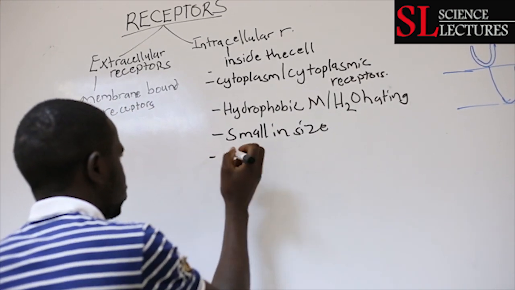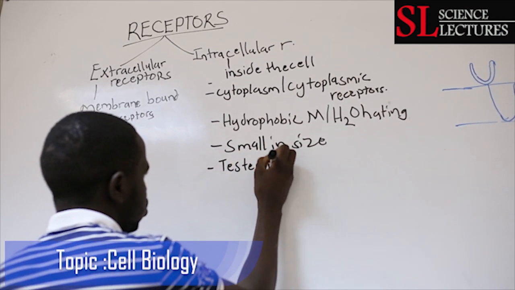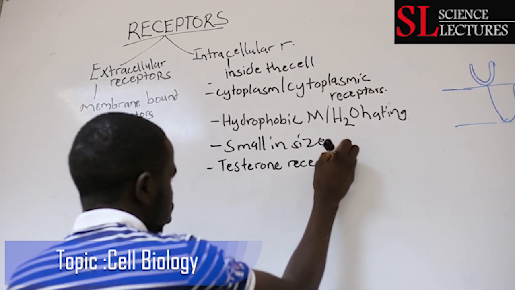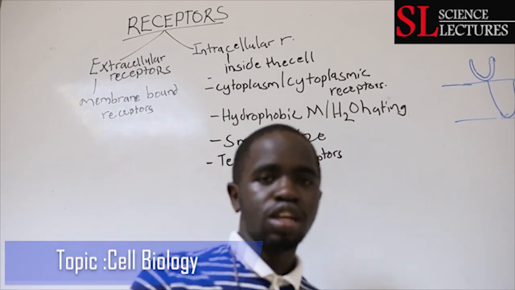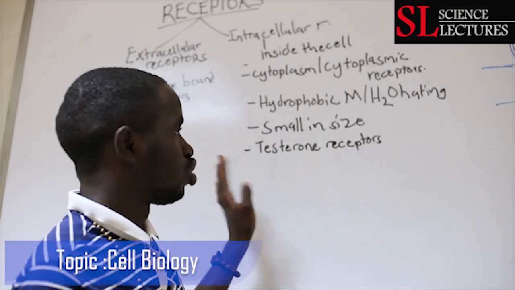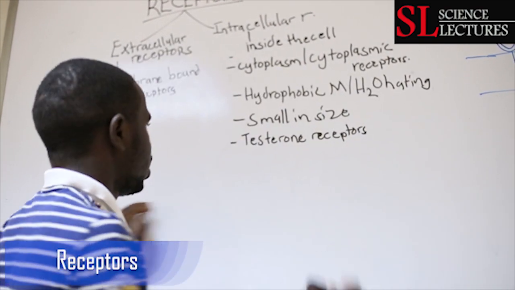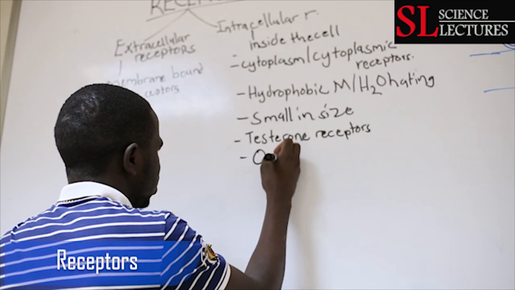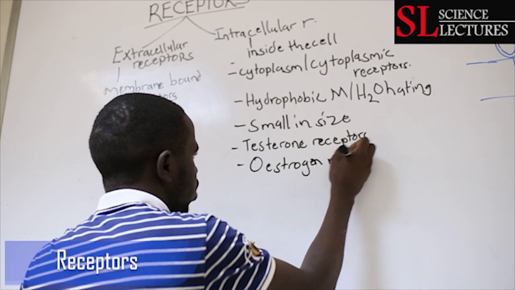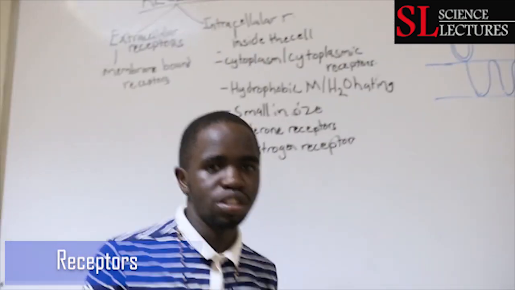Examples of intracellular receptors will include testosterone receptors. We know that testosterone is a molecule that is made out of cholesterol. So it can easily cross the cell membrane. Then we have estrogen receptors, and all other molecules that can easily cross the cell membrane have their receptors within the cell.